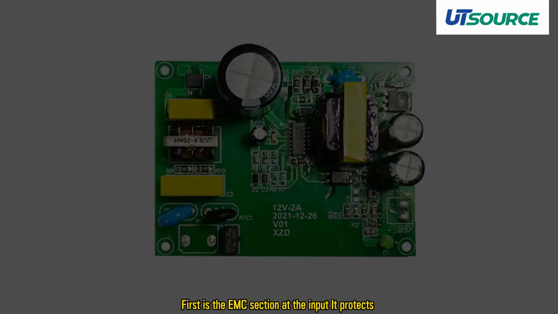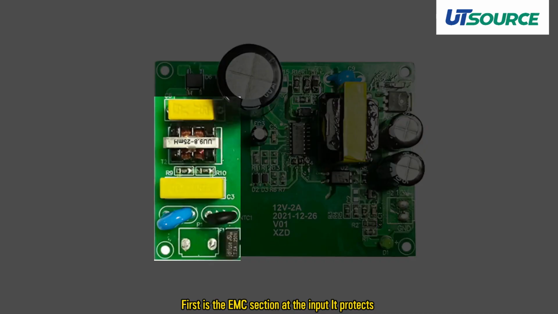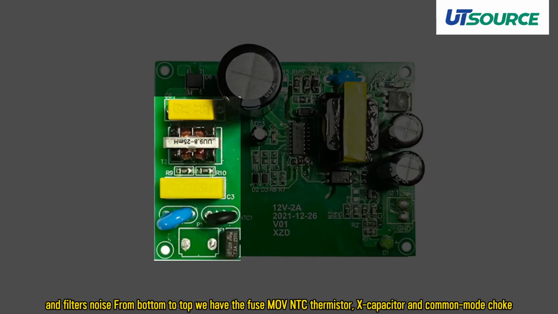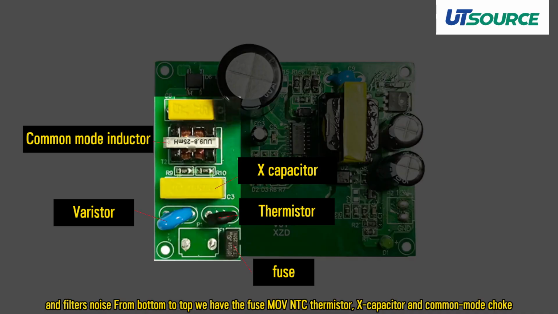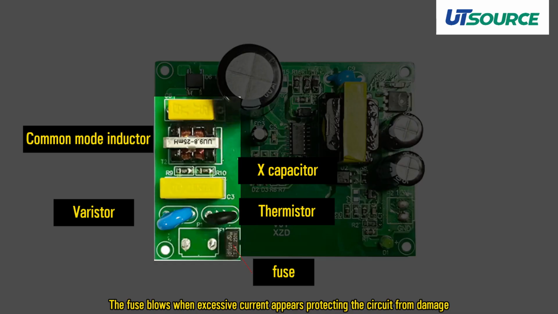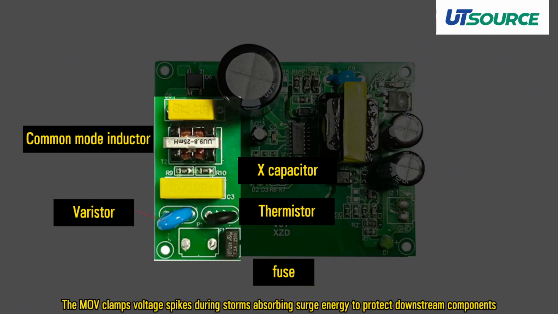First is the EMC section. At the input, it protects and filters noise from bottom to top. We have the fuse, MOV, NTC thermistor, X capacitor, and common mode choke. The fuse blows when excessive current appears, protecting the circuit from damage. The MOV clamps voltage spikes during storms, absorbing surge energy to protect downstream components.